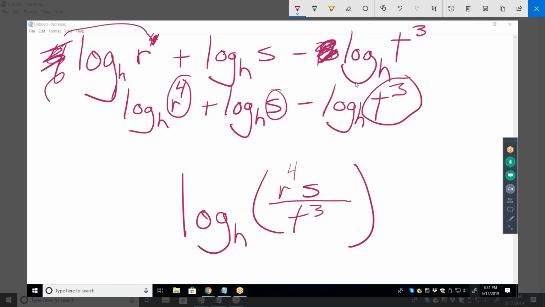In other words, when you have logs that are being added or subtracted, you can turn it into a single log statement where the argument is being multiplied and divided. That statement going from there to there is true. And that's probably one of the most important properties of logs, is the fact that if you have 2 logs being added, you can turn it into 1 log of the 2 arguments being multiplied.